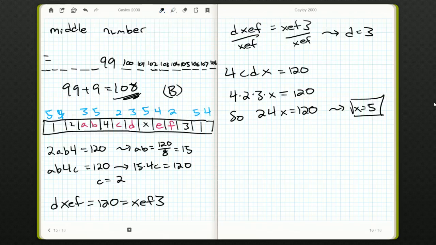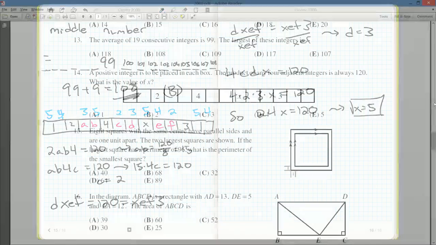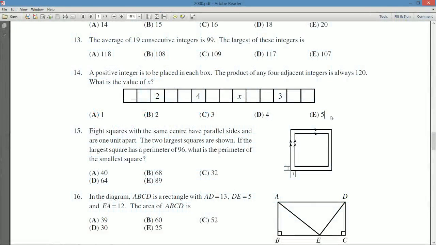Very interesting. And let's see, where's 5 on our list of answers? Is it even on the list? There it is. It's at the very end. So E, 5.